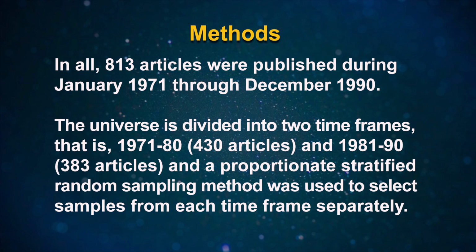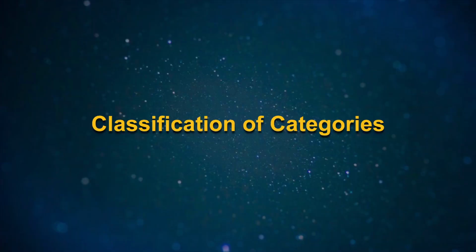The universe is divided into two time frames, that is 1971 to 80, 430 articles, and 1981 to 90, 383 articles. A proportionate stratified random sampling method was used to select samples from each time frame separately. In view of the constraints of time and manpower, 194 articles, that is 23.86%, were selected for the study.